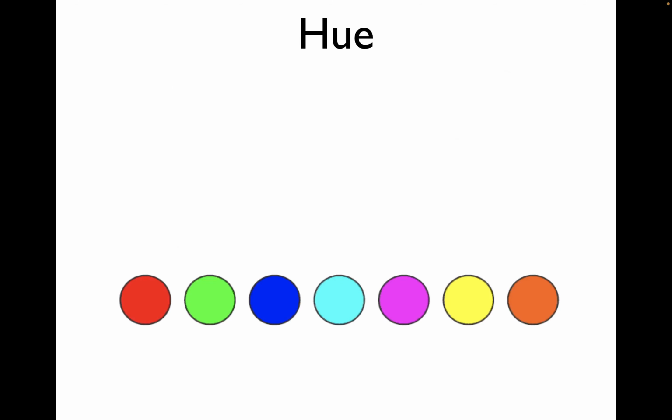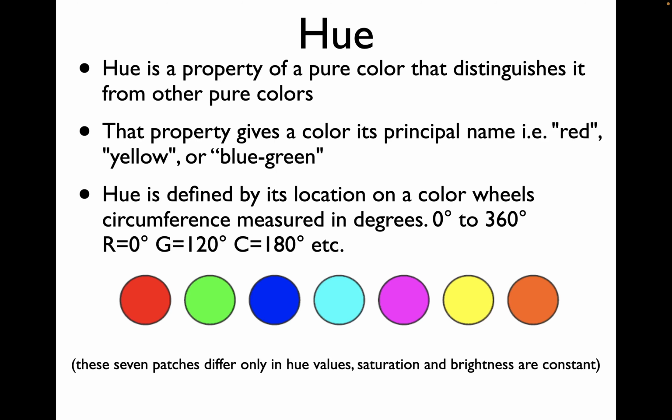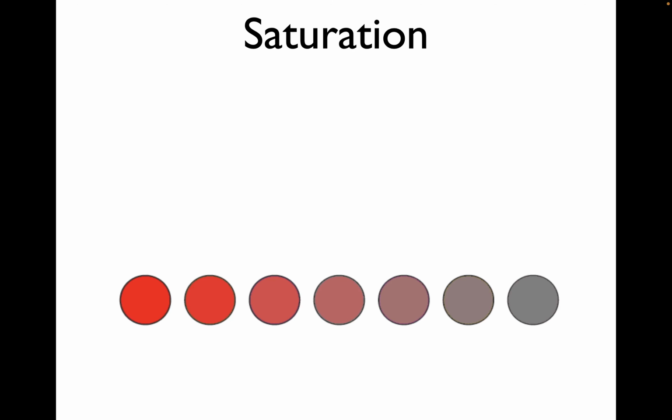Oh, here, sorry. In this case, all of these patches have the exact same brightness and the exact same saturation. The only thing that's different in these patches on the bottom is the hue. What's saturation?